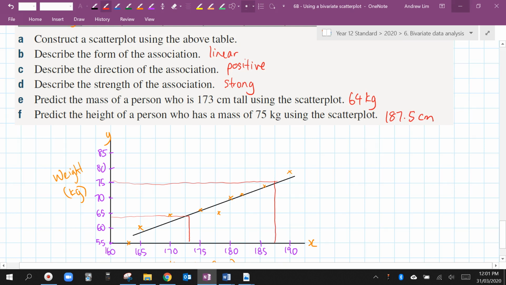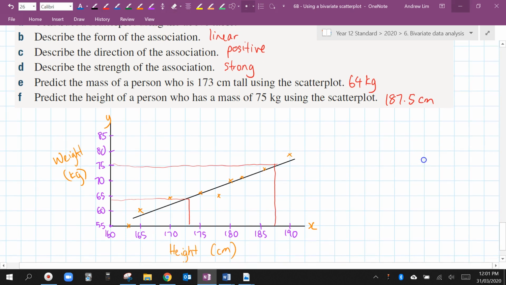Now, your answers will differ depending on how you drew your line of best fit. So if your line of best fit looks a little bit different to mine, your answers here will be different. In a test, we're not going to mark it wrong as long as your line of best fit looks reasonable. If your line of best fit looks completely out of whack, then you will lose your marks. So don't worry if your answers here are different to mine. Alright, that's it for this video.